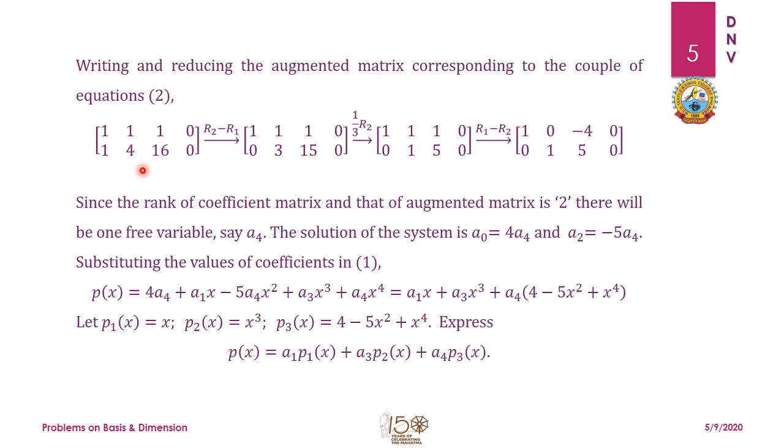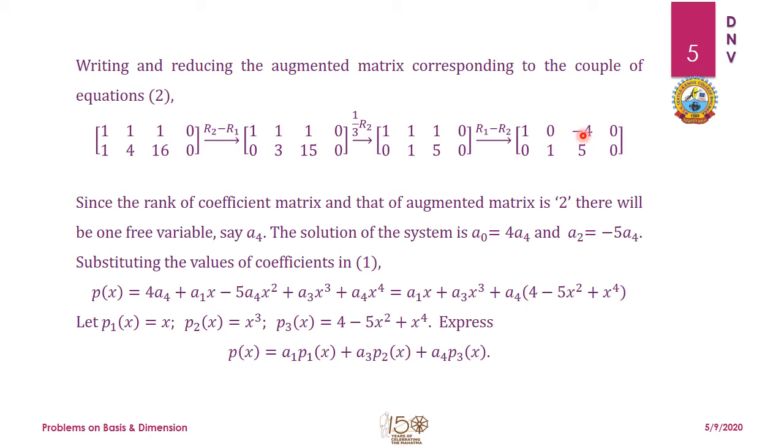Whatever equations we have obtained at equation number 2, we have to collect the coefficients of a0, a2, a4, so that we can write 1, 1, 1 and 1, 4, 16, and right hand side is 0. So this is the augmented part of this matrix. If I apply these row transformations back to back, that is R2 minus R1 will make this matrix, 1 by 3 R2 will reduce the matrix into this form, and ultimately if I make R1 minus R2, I get the pivot elements as 1, 0 and 0, 1, and the remaining column becomes minus 4 and 5 with the right hand side equal to 0, 0.